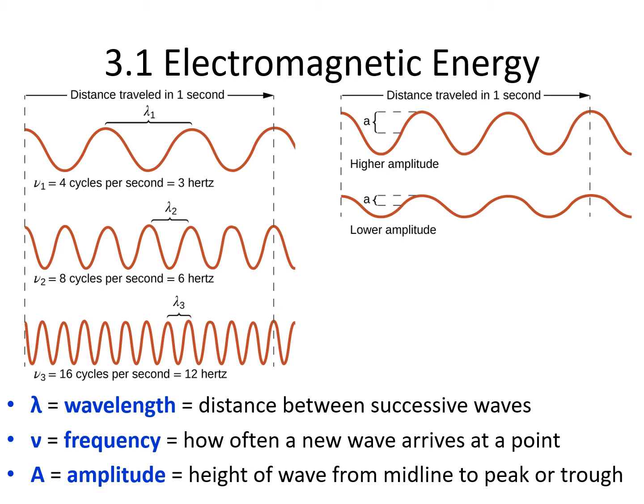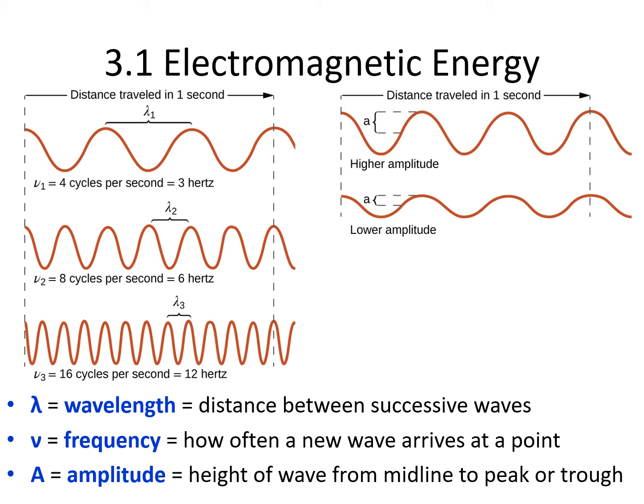Electromagnetic energy can be found in waves, which have three main properties: wavelength, represented with the Greek letter lambda, frequency, represented with the Greek letter nu, and amplitude, represented with a capital A. Wavelength is, as the name suggests, how long the wave is. If we measure from the peak of one wave to the peak of the next, that would give us one wavelength. In the figure, the top left wave has a long wavelength, whereas the bottom left wave has a short wavelength.